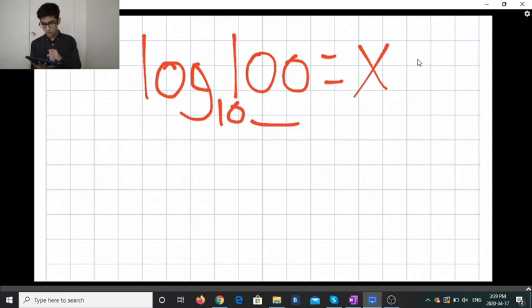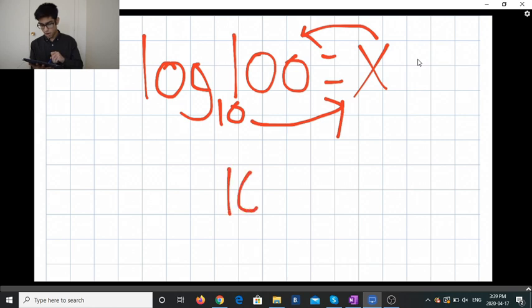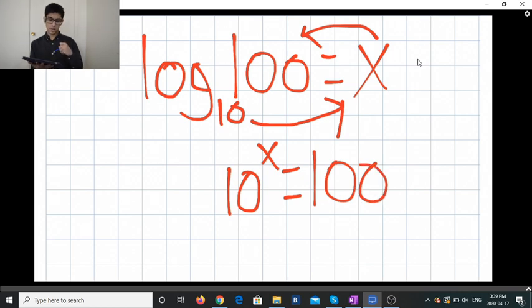I would do the circle, right? This circle works for simple logarithm problems. So I do that circle, so x goes there. So 10 to the power of x is equal to 100, right? Now, 10 to the power of x is equal to 100. This is pretty simple because x has to be 2 because 10 squared is 100, right?